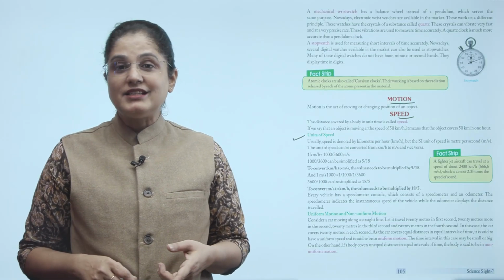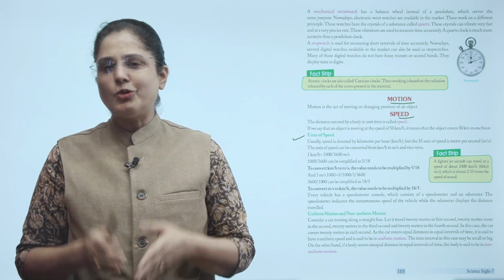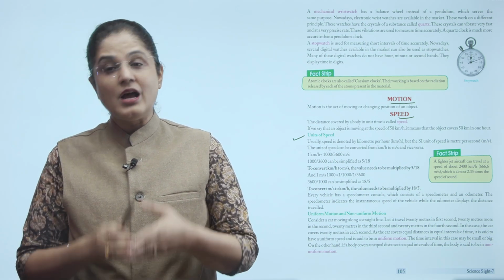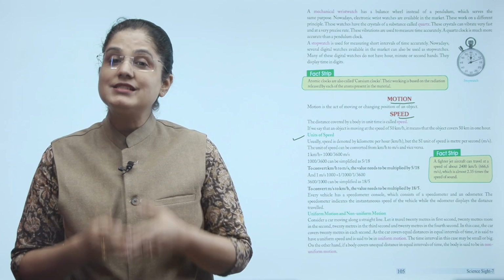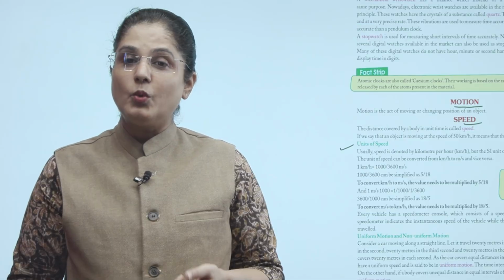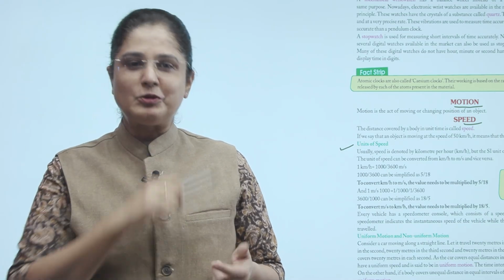A fact strip here. A fighter jet aircraft can travel at a speed of about 2400 kilometer per hour, which means 6666 meters per second, which is almost 2.35 times the speed of sound.